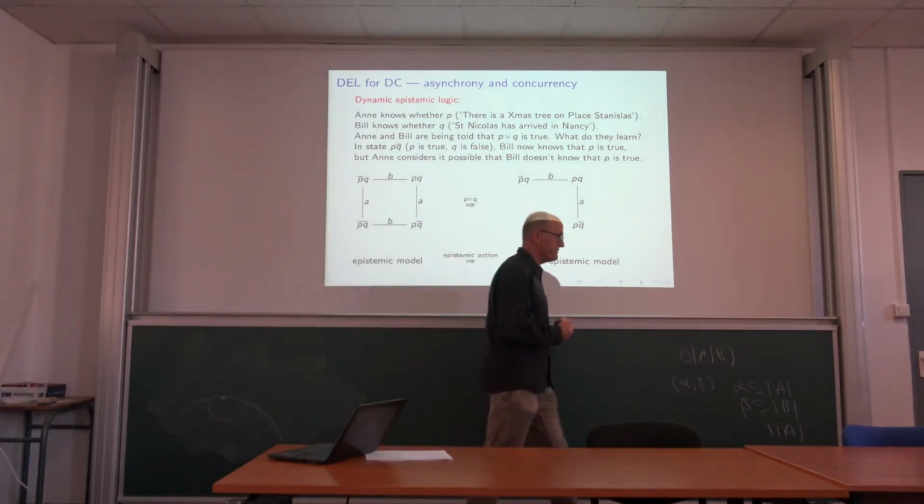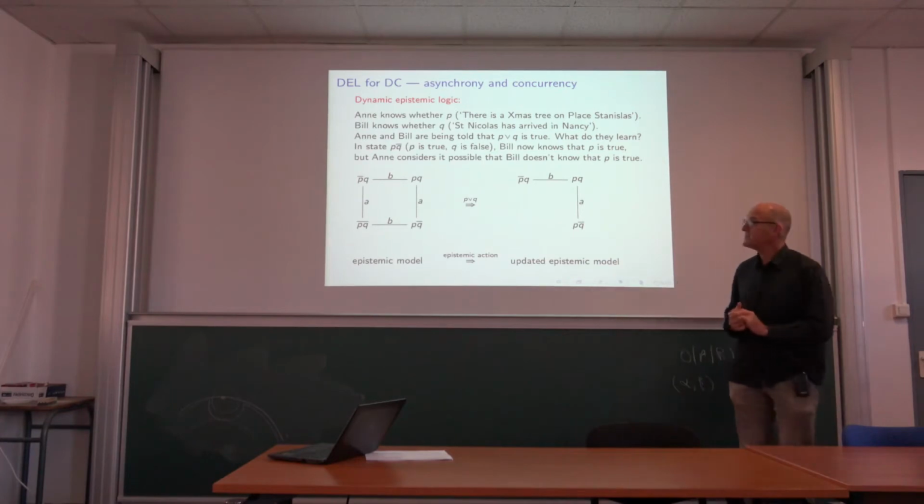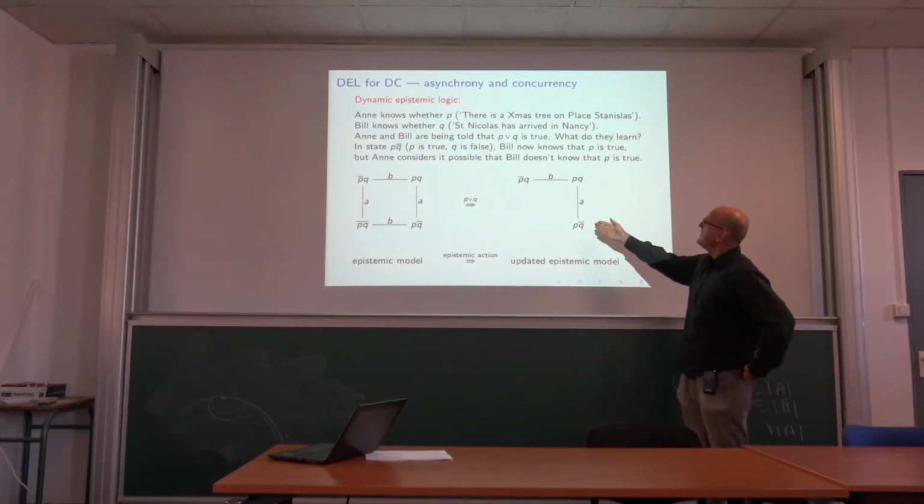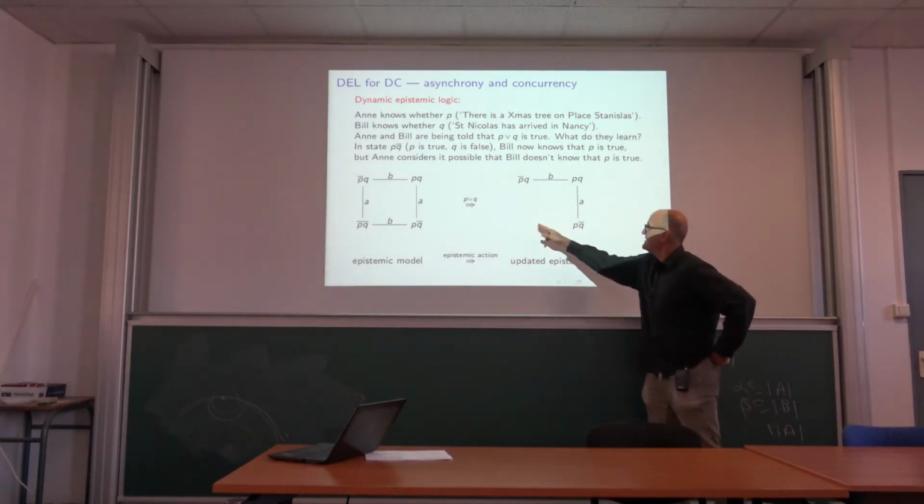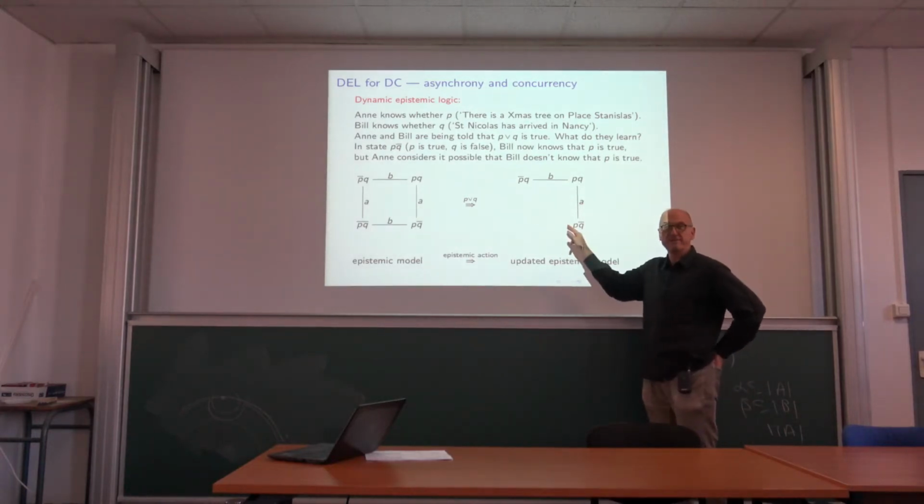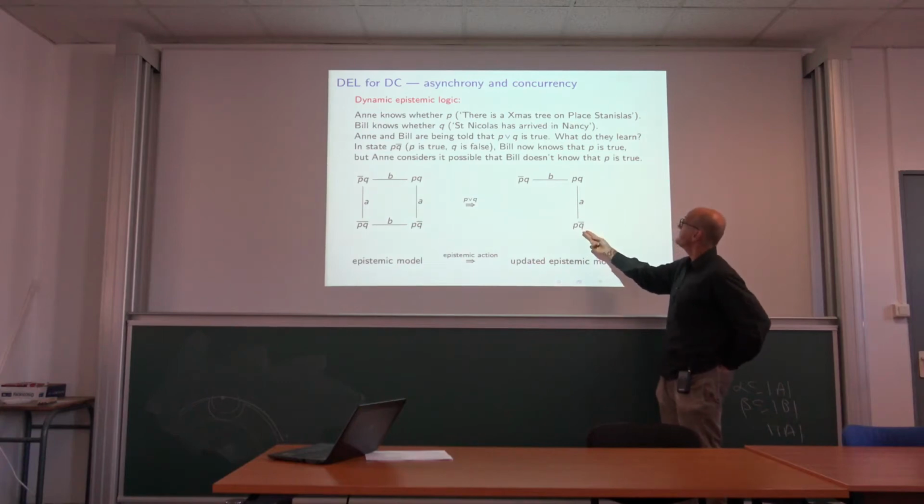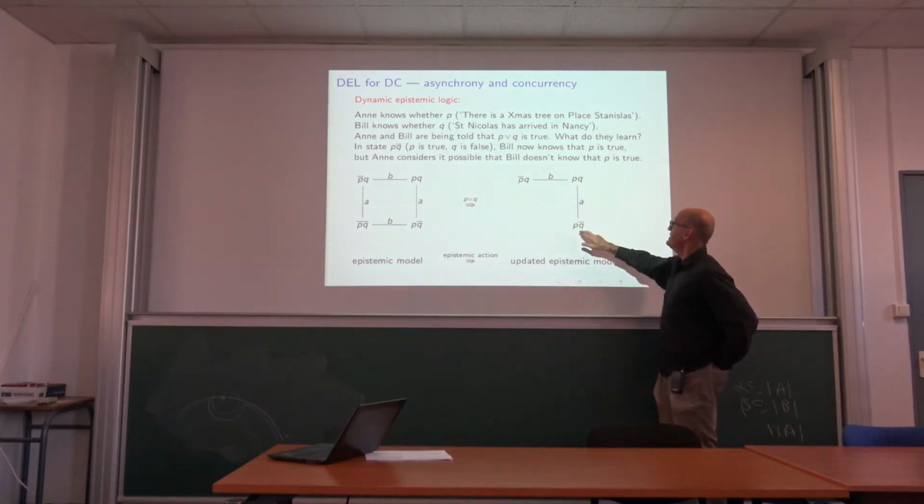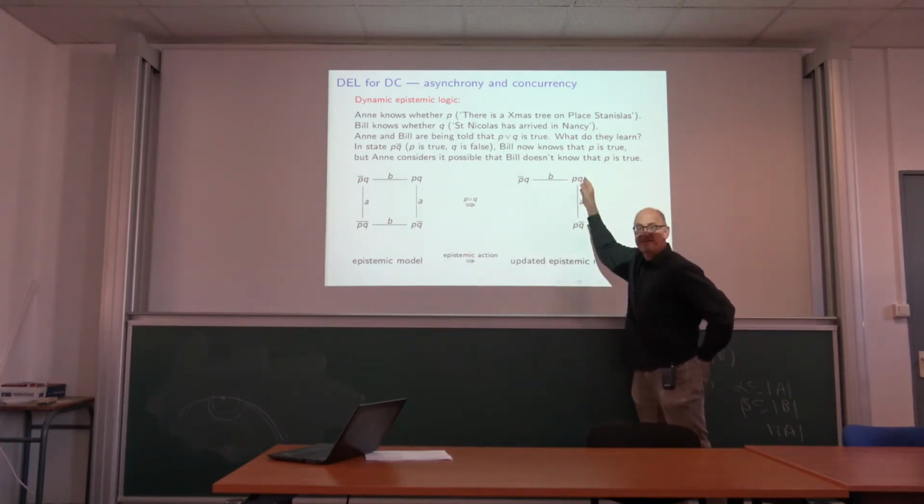As this is a logic in which we want to express knowledge, one of the typical things you could, for example, say here, is that the uncertainty for B has been removed. So B now knows that P is true. Here B was uncertain about that. But A is uncertain between B having that knowledge or B being ignorant.